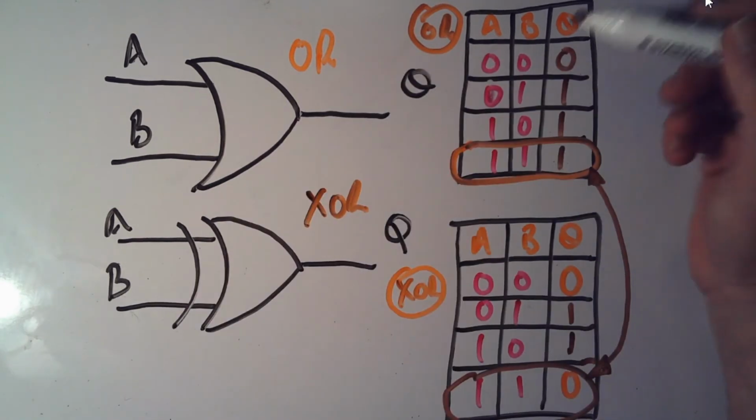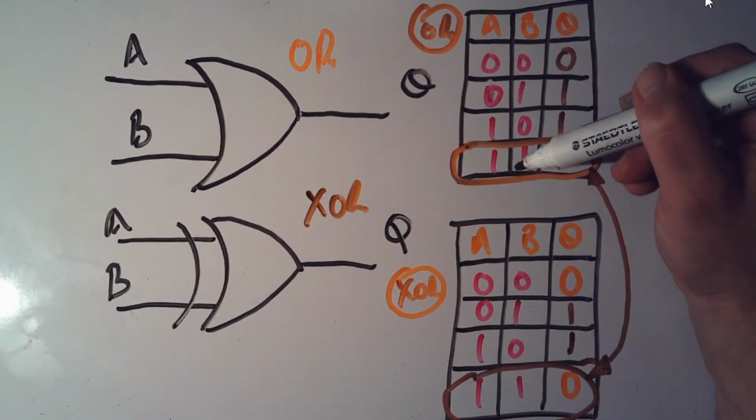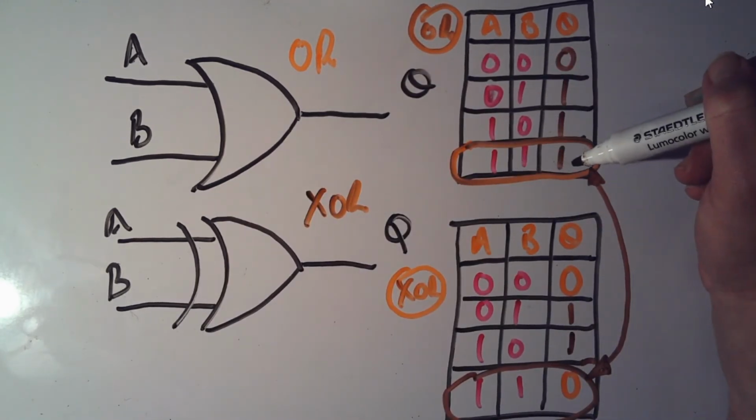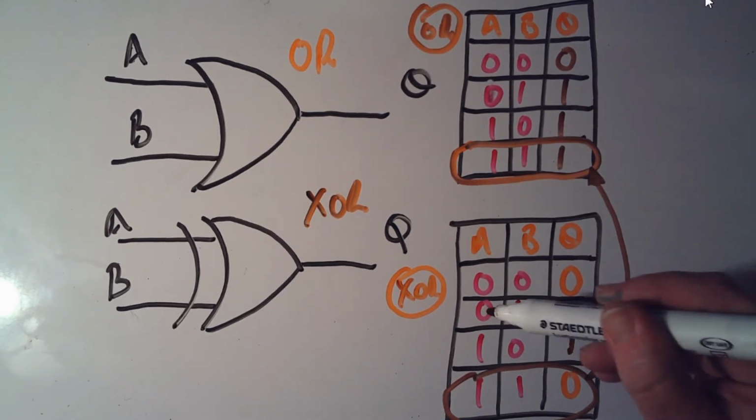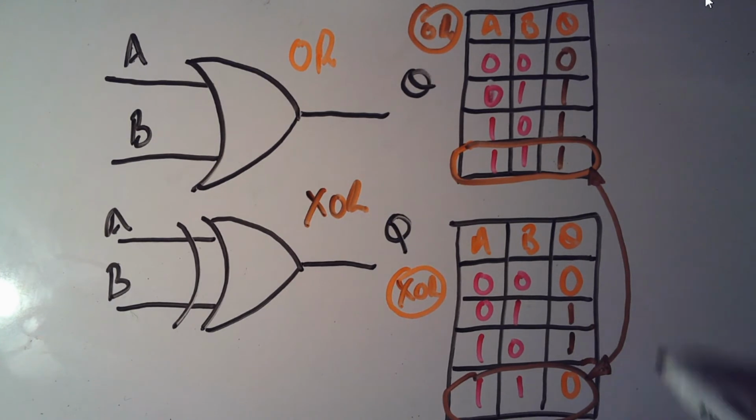Alright, so make a direct comparison here between the exclusive OR and the OR gate. With an OR gate, one or the other or both can be 1 to generate a 1 on the output Q, but with an exclusive OR it's one or the other but not both that will give us 1 on the output.